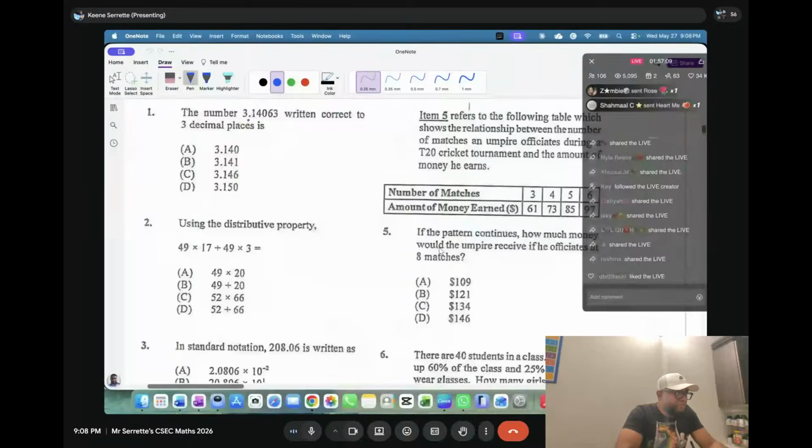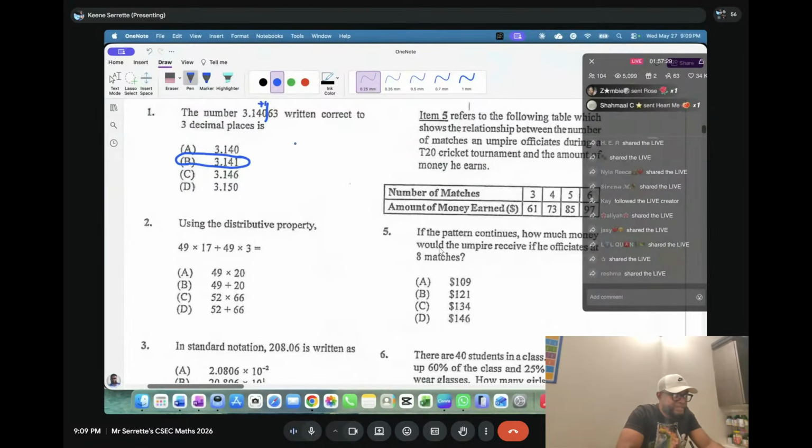The number 3.1406 written correct to 3 decimal places will be what? Look at this 6, it is 5 or greater, so you have to add a 1. So you're going to get D. No, not D, you get B.